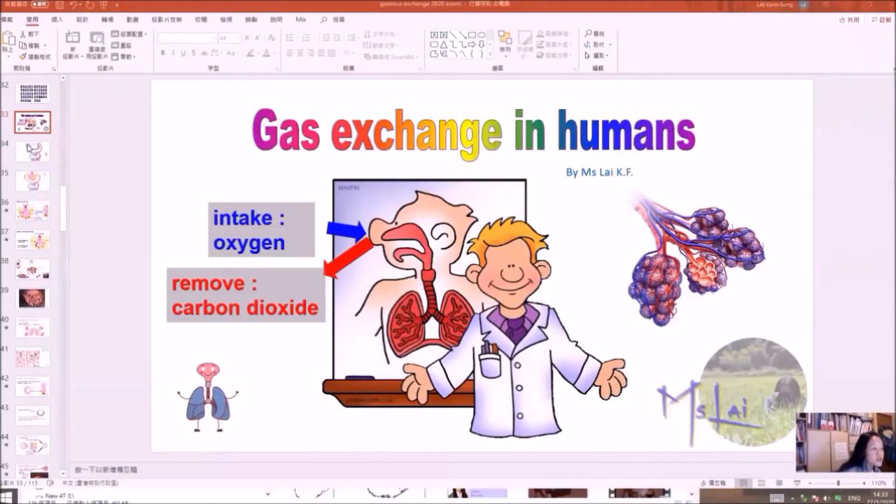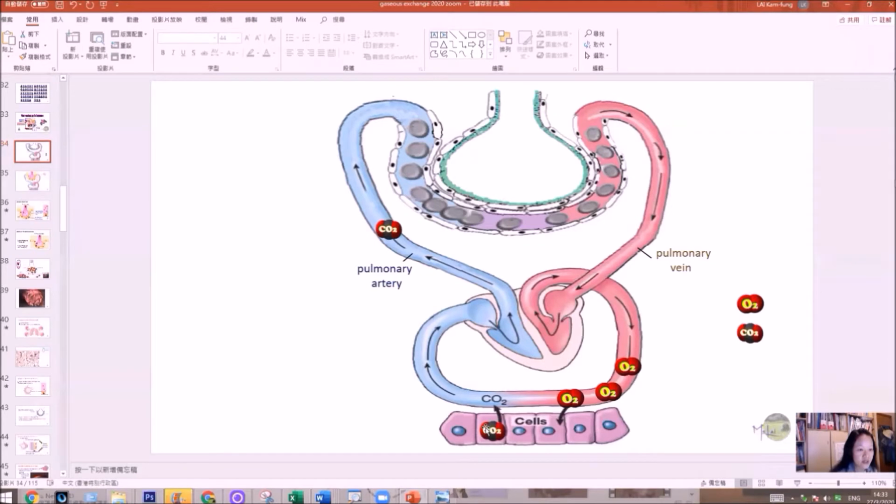Gas exchange in humans. First of all, we can look at the body cells. These are our body cells. All the body cells carry out a process in which oxygen is required. Oxygen is used to form carbon dioxide and also energy. We use up the oxygen to burn the food, and then the food will be burned to release carbon dioxide.